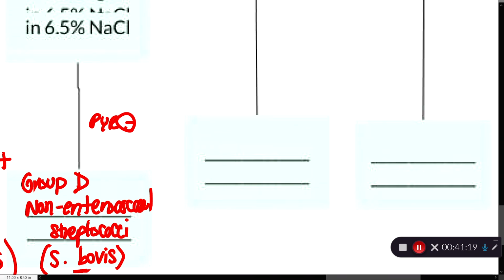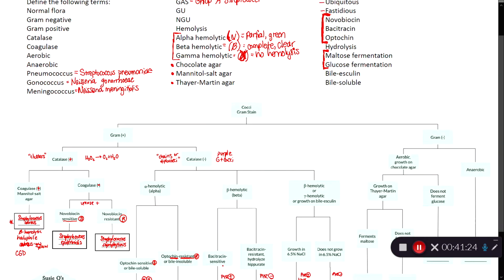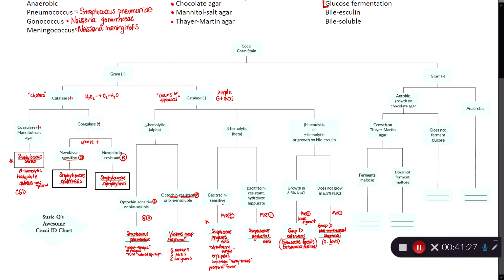Okay. All right. So that pretty much takes care of our gram-positive cocci. So once again, just want to reiterate, novobiocin helps us differentiate between Staph epidermidis and Staph saprophyticus. Optochin helps us differentiate between Strep pneumoniae and viridans group strep, like Strep mutans. And bacitracin helps us differentiate between Strep pyogenes and Strep agalactiae, our group A strep or our group B strep. Okay.